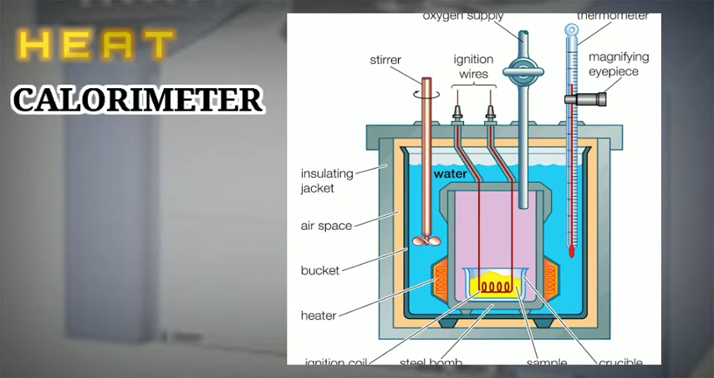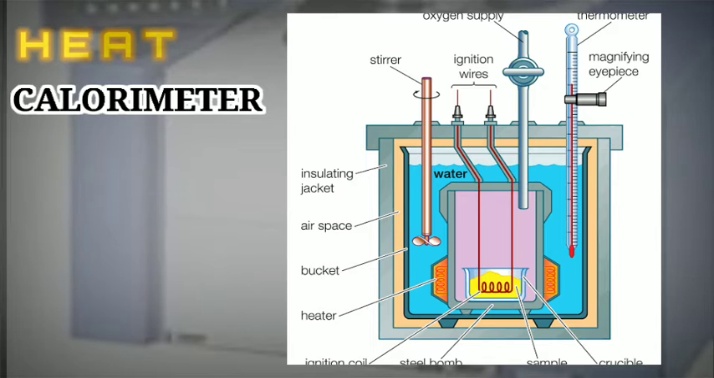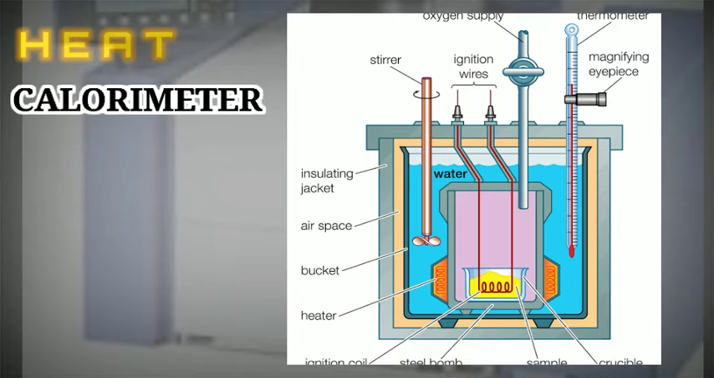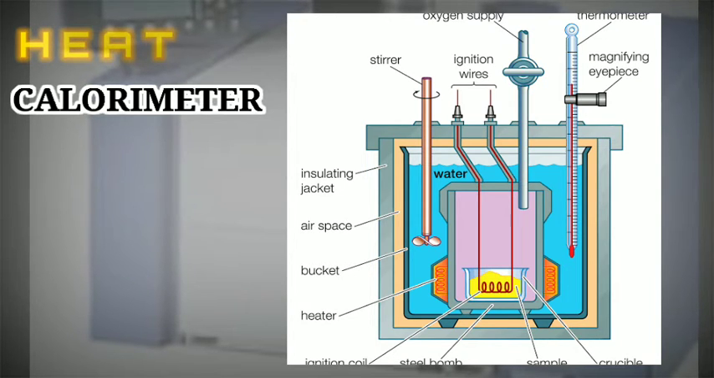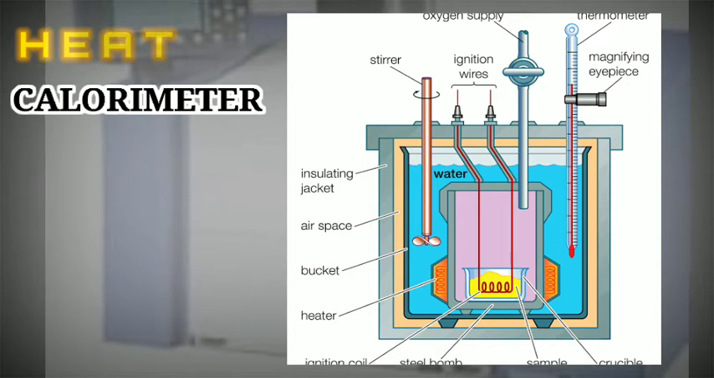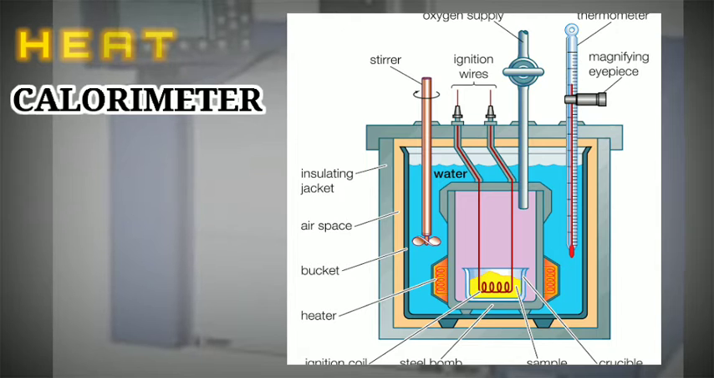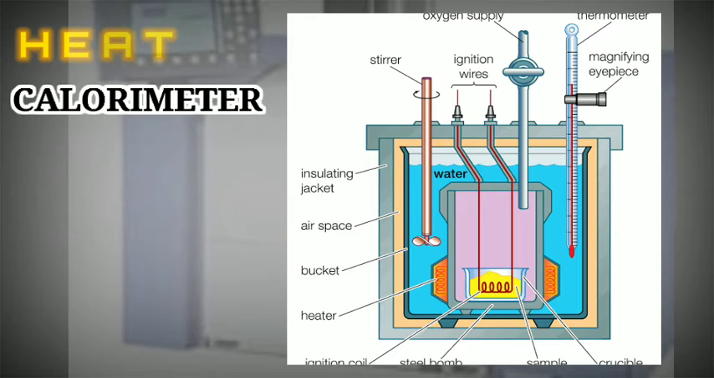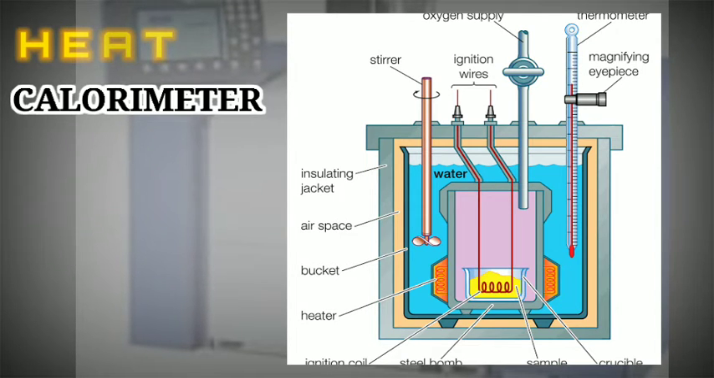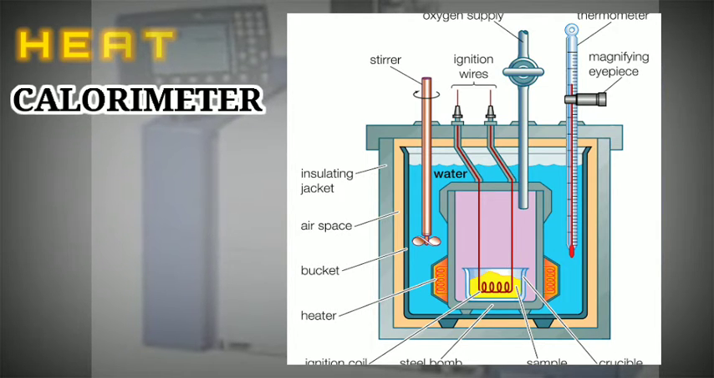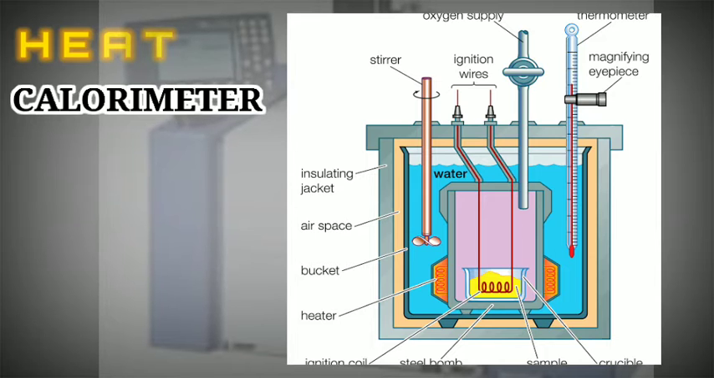Next is calorimeter. A calorimeter is a device used to measure the amount of heat gained or lost by a substance. It consists of a vessel made up of copper or aluminium, which are good conductors of heat and electricity. The metallic vessel is kept in an insulating jacket to prevent heat loss to environment. There are two holes in calorimeter. Through one hole, a thermometer is inserted to measure the temperature.